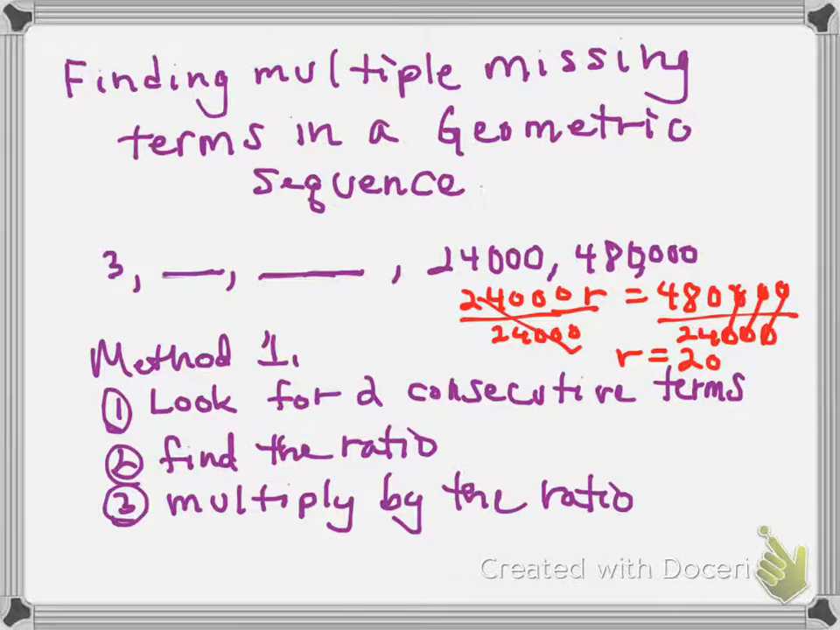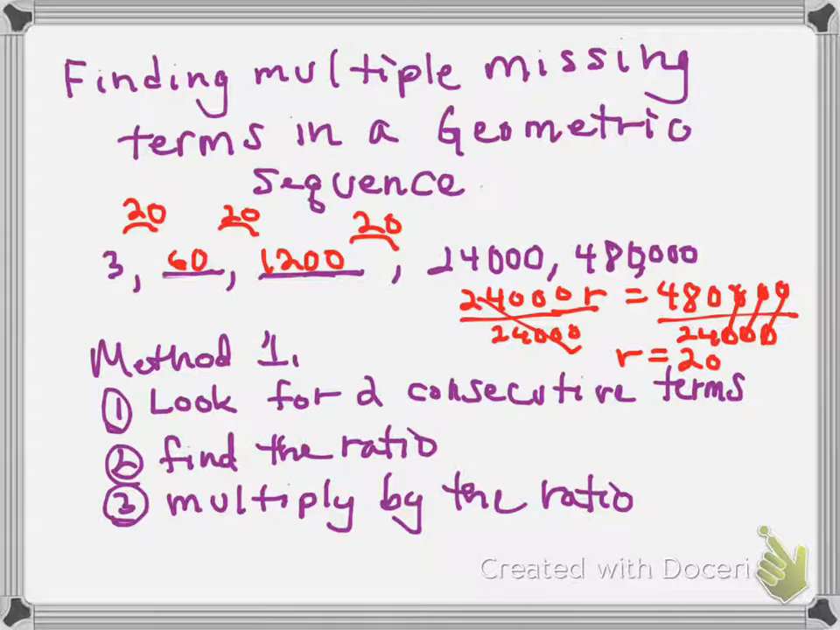So now we can apply our ratio, and we can say 3 times 20 is 60. 60 times 20 is 1,200. And then double check and make sure 1,200 times 20 is 24,000, and that works.